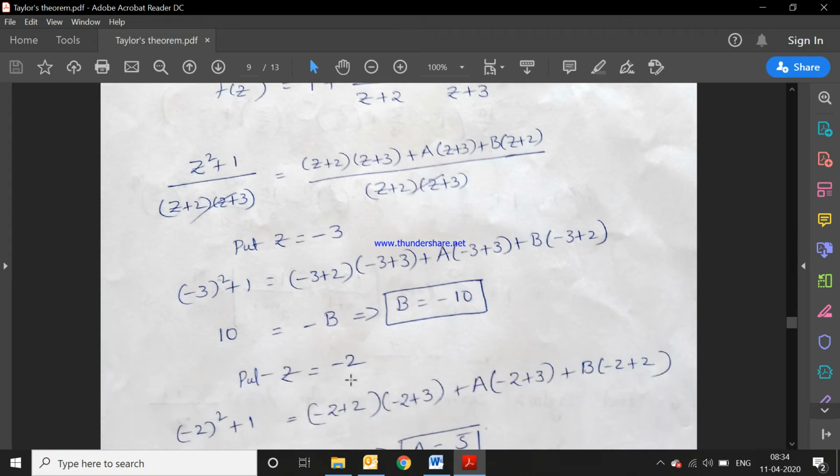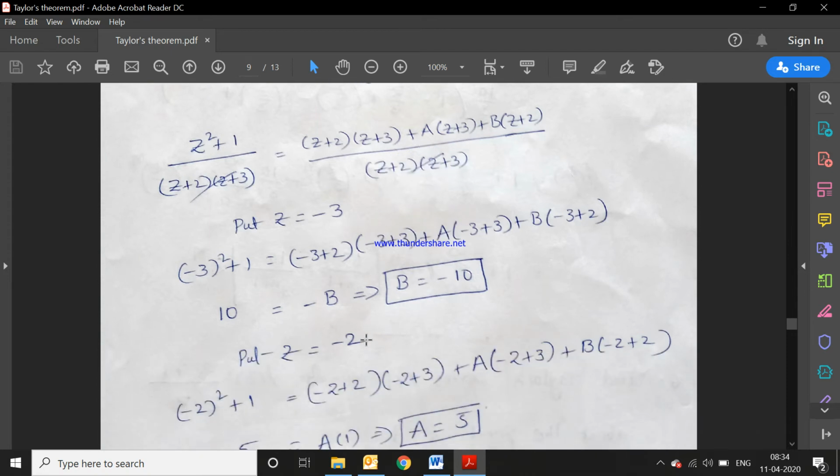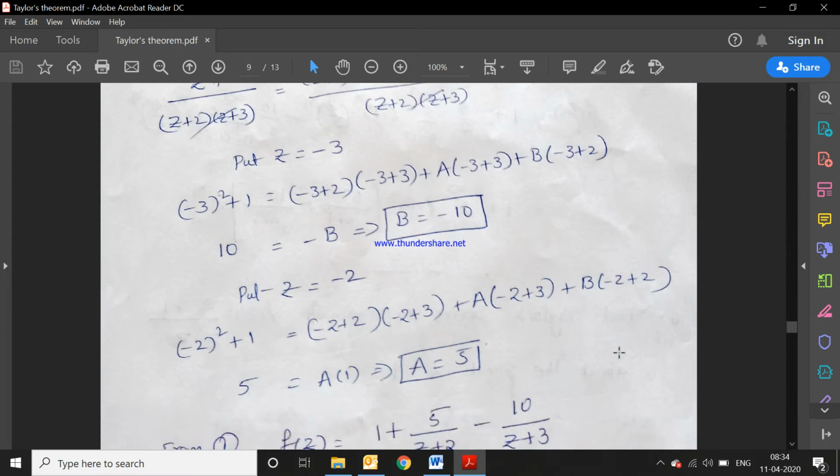Next put z is equal to minus 2. So we substitute z is equal to minus 2, it is minus 2 whole square plus 1, and the first term becomes 0, minus 2 plus 2, and next one is a into minus 2 plus 3, plus b into minus 2 plus 2 is 0. So that is 4 plus 1, 5, a into 1, a is equal to 5.